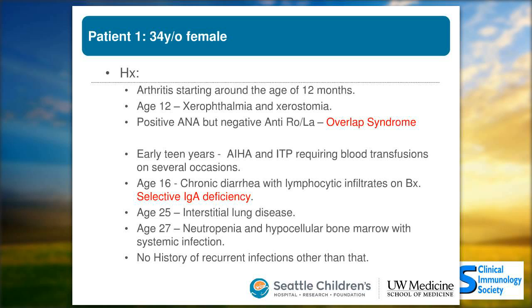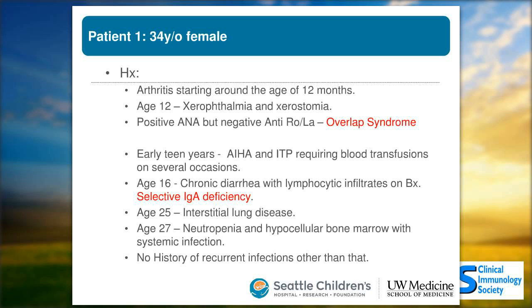Around the age of 16, she started suffering from chronic diarrhea, and that was persistent severe diarrhea with weight loss. She had a colonoscopy, and the biopsy showed lymphocytic infiltrates. I wasn't able to find more data about the biopsy, but one of the notes specified lymphocytic infiltrates. She was worked up for celiac disease, and IgA deficiency was found. So now we have a patient with overlap syndrome and IgA deficiency.